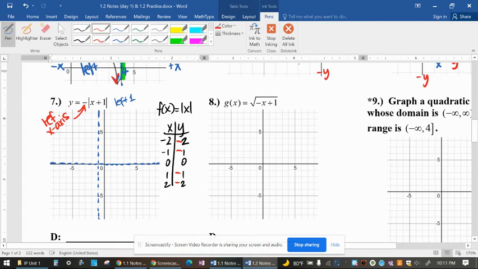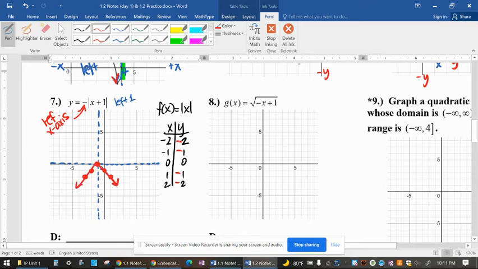So from this new origin, -1, 0, I'm going to go ahead and plot -2, -2, -1, -1. Oops, I didn't go far enough. Okay, so from here, I'm going to go left 2, down 2, left 1, down 1, right? So -1, -1. Then this is my new origin, 0, 0. From there, I'm going to go right 1, down 1, 1, -1, and 2, -2.